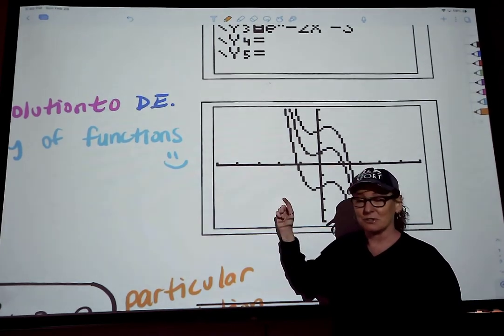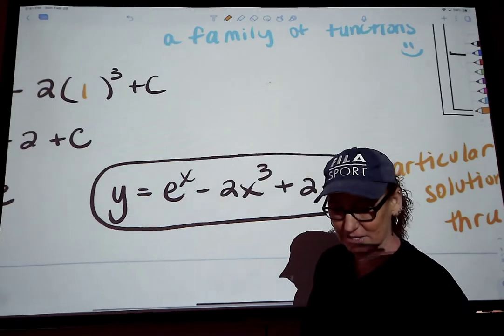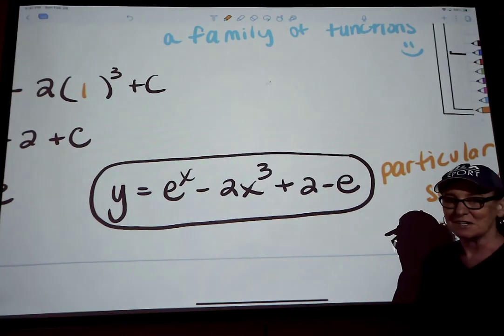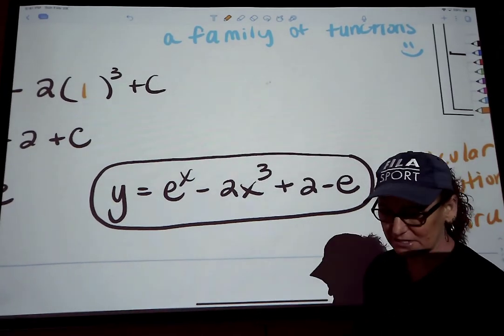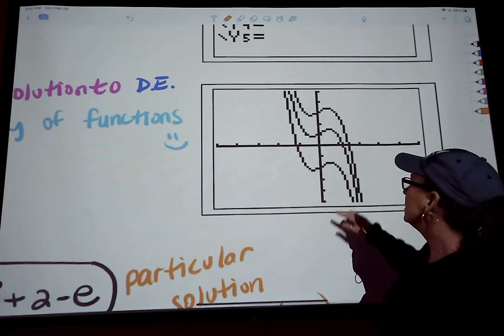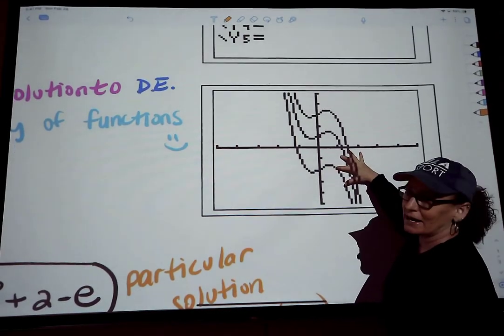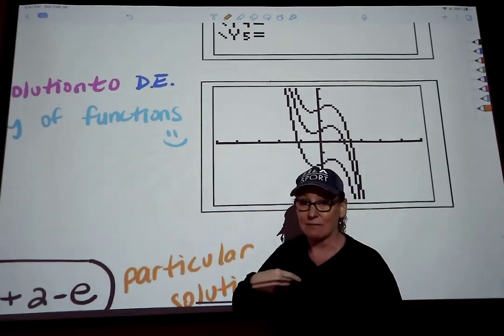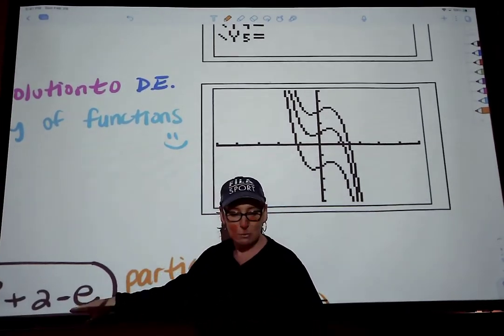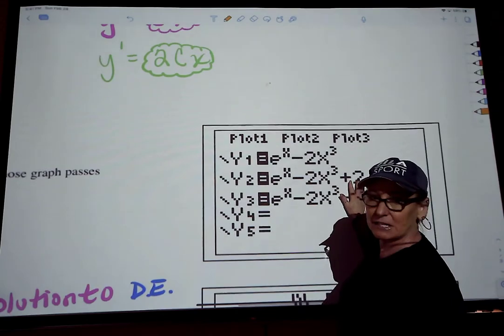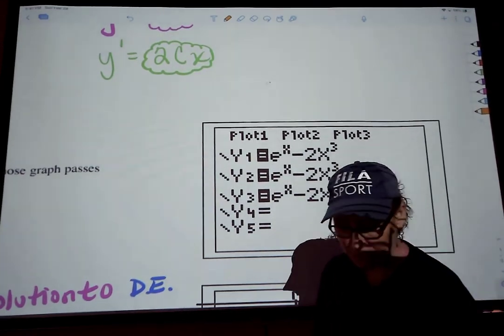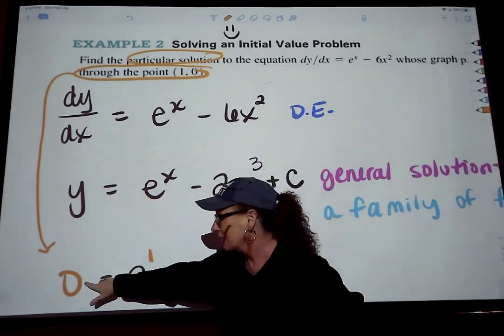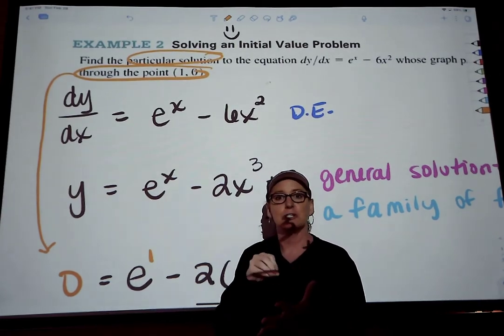Does this family portrait include this guy? It doesn't. This guy passes through the point 1, 0. None of the 3 of these pass through the point 1, 0. Also, I found C from my solution to be 2 minus e. That was never one of the C's that I typed in up here. Okay? So when you have a plus C, that represents the family. When you use a point to find an actual C value, that gets you the particular solution.